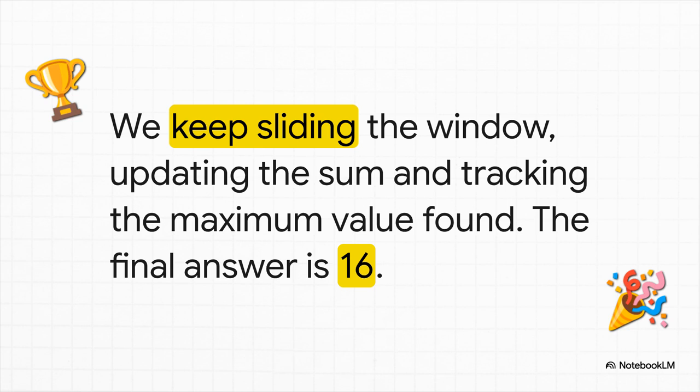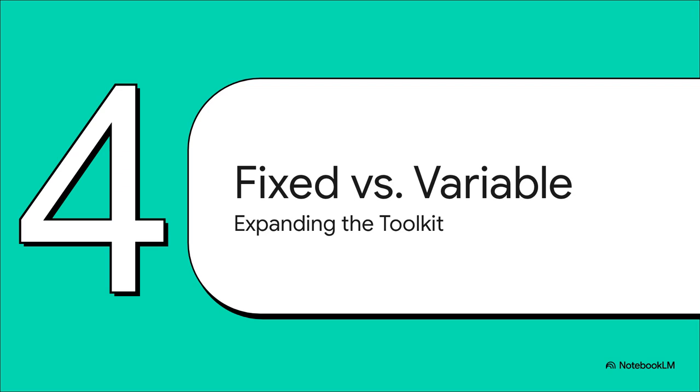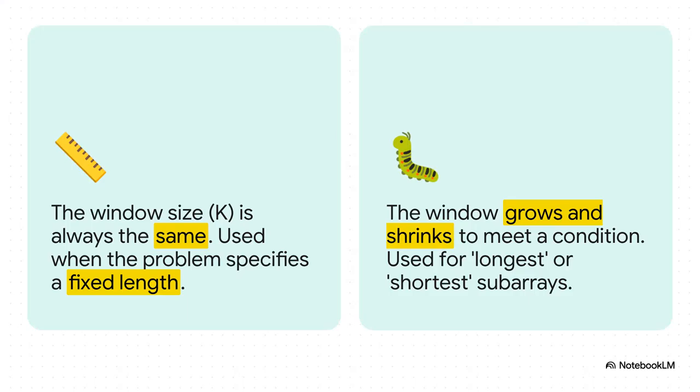Okay, so now that you get the basic mechanic, let's expand our toolkit a little bit. This technique actually comes in two main flavors that you'll see out in the world. First up is the fixed size window, which is what we just used. The size, well, it's fixed, it never changes. Think of it like a window on a train car, just moving steadily along the track. It's perfect for problems that say something specific, like find the max sum of a subarray of size k.